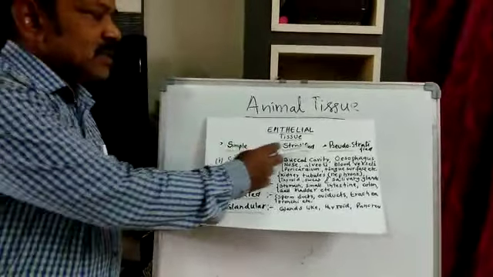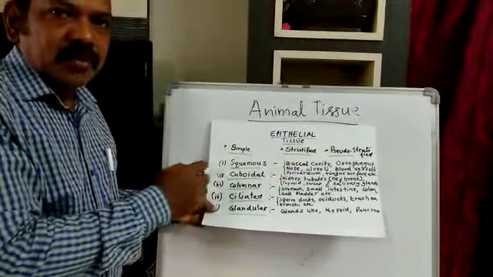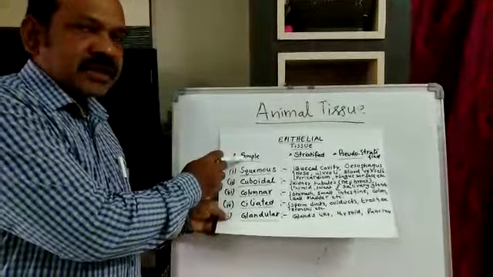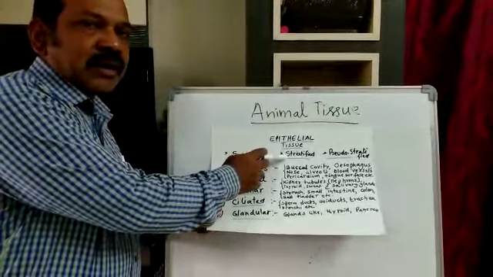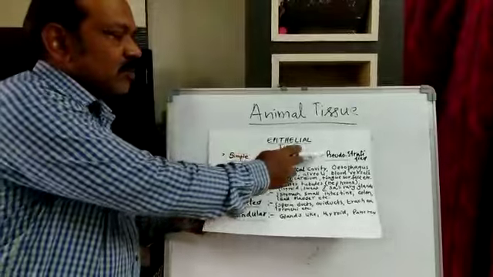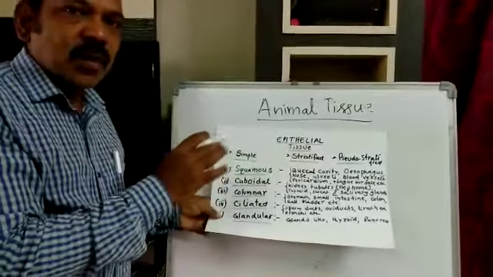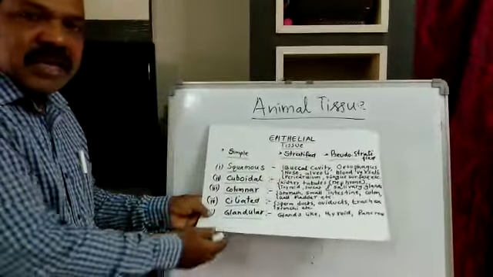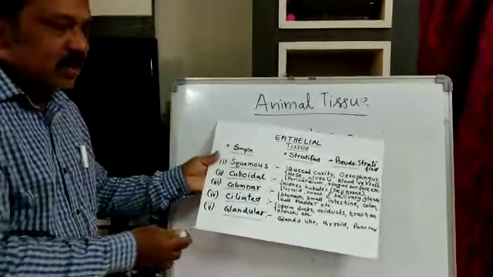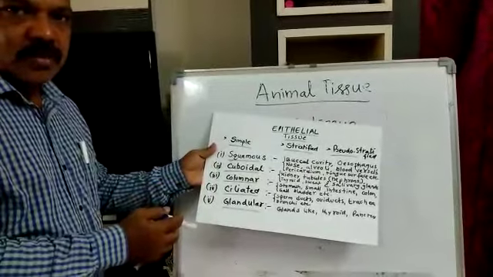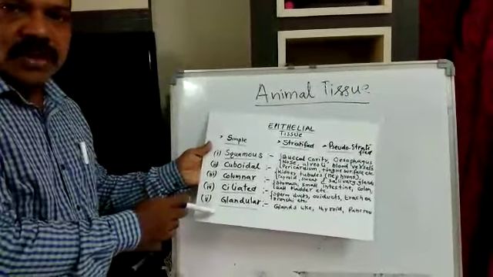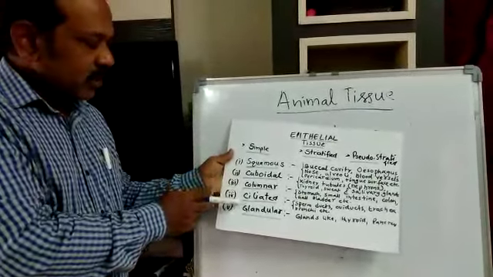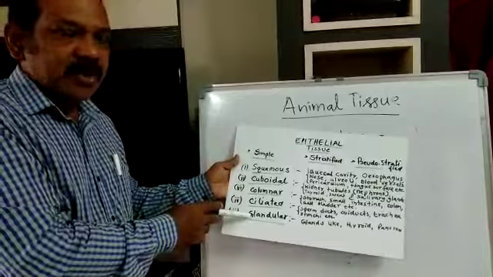One is simple, stratified and pseudo-stratified epithelium, based on the arrangement of layers of cells. Single layer: simple epithelium. More than one layer of cells: stratified epithelium. If the cells are actually arranged in one layer but look like more than one layer, it is pseudo-stratified epithelium. And based on the structure of the cells in the tissue and their function, epithelial tissue is classified into 5 types, as I already told you: squamous, cuboidal, columnar, ciliated and glandular epithelium.